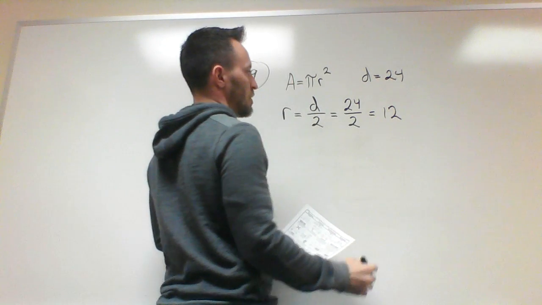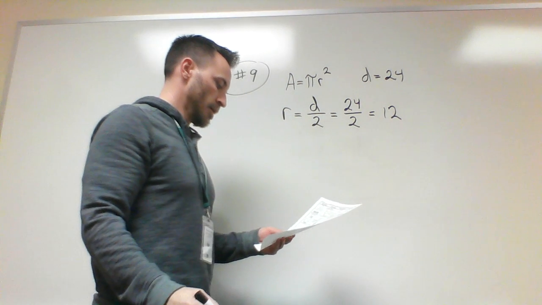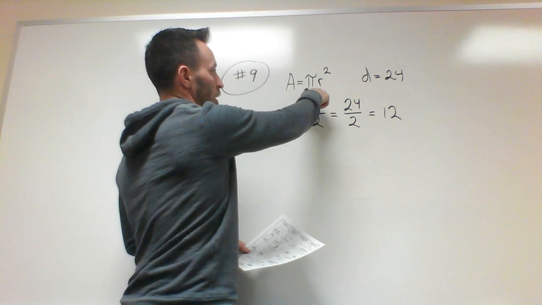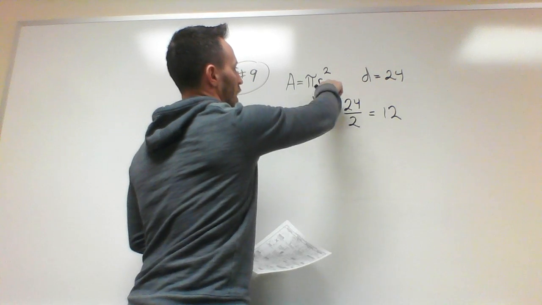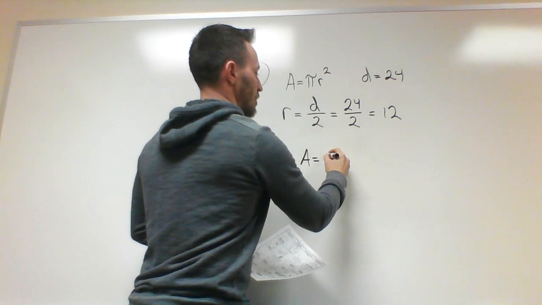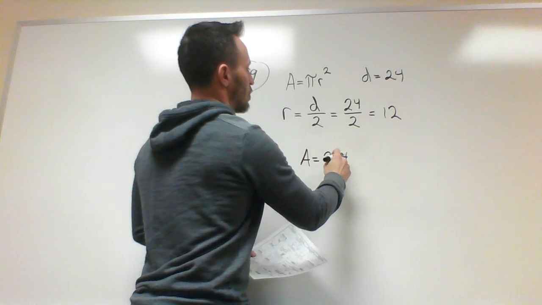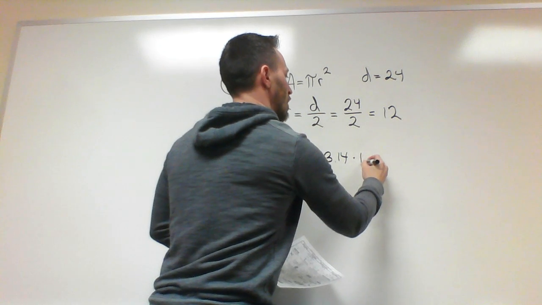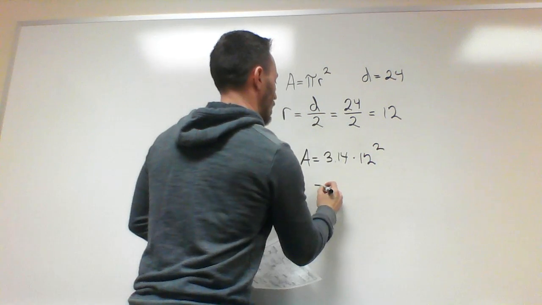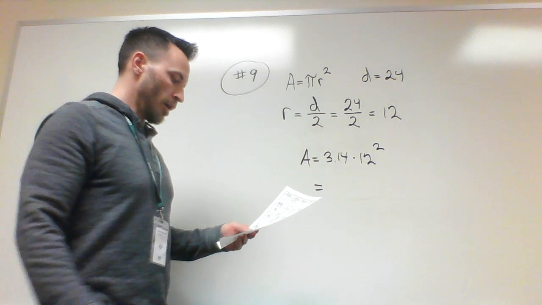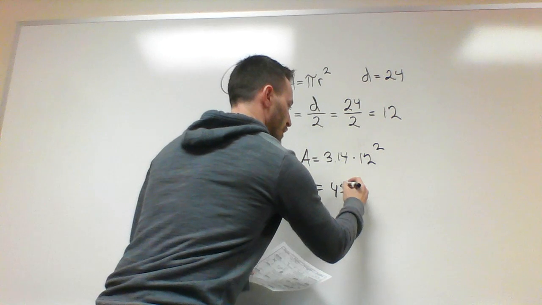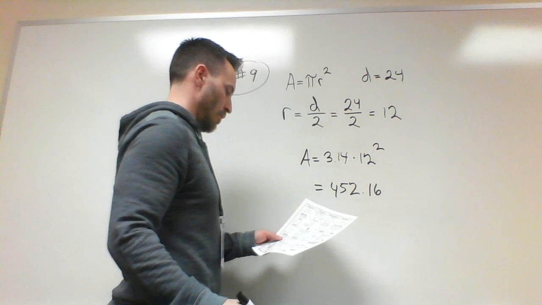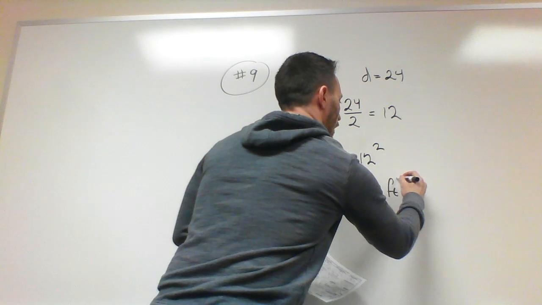All right. So now we have everything that we need to find the area of a circle that has a diameter of 24. We just use this formula here. Plug in the 12 for the r. Area equals, I'm using 3.14 here because 3.14 and pi are the same thing. Times 12 squared. That's going to give us an area of 452.16 feet squared.